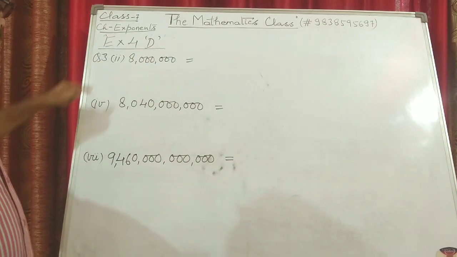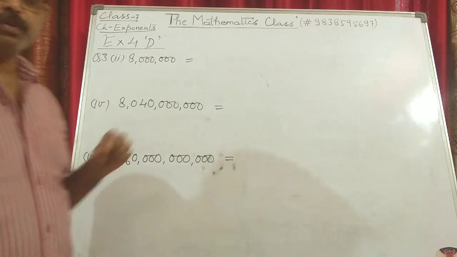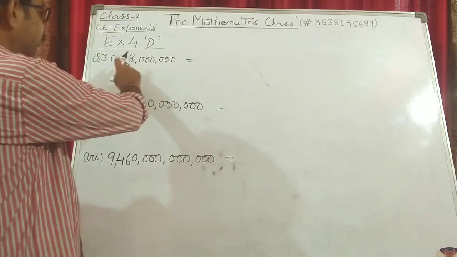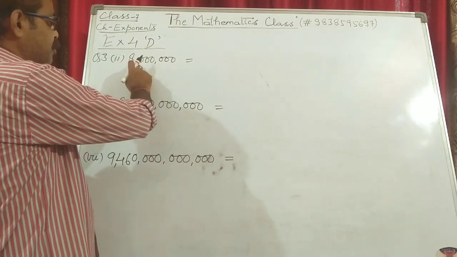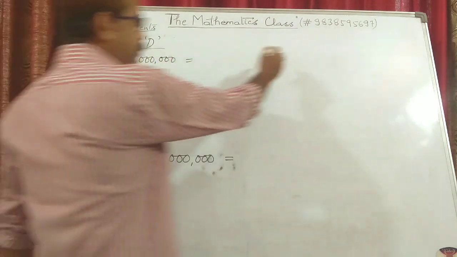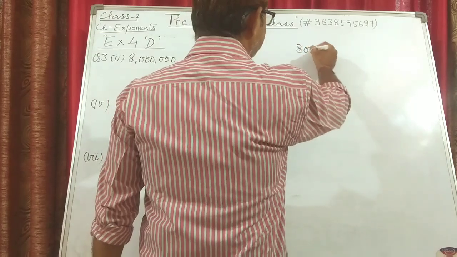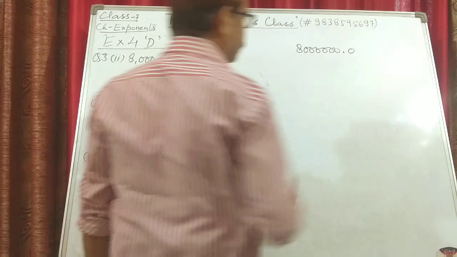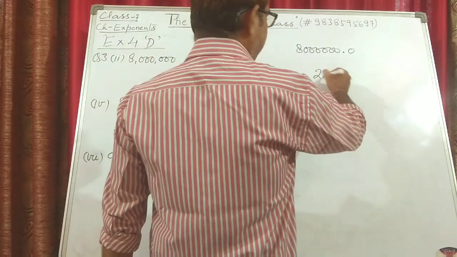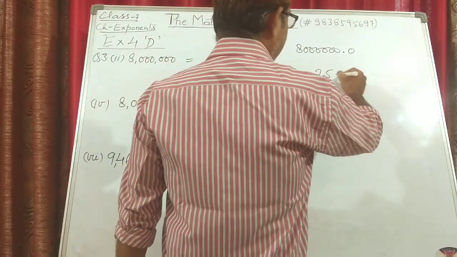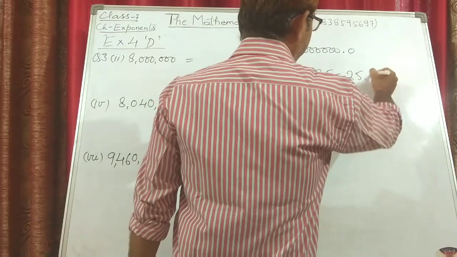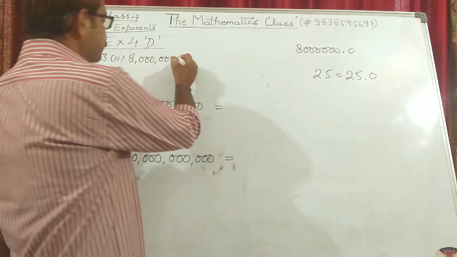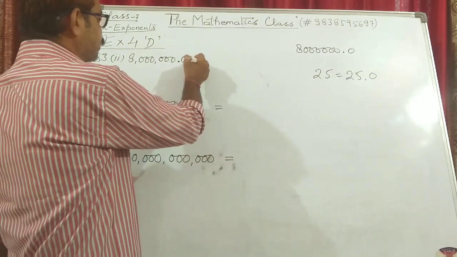I have taken the second part, fourth part and seventh part. The question says you have to write them in scientific notation. So 8000000 can be written as 8000000.0. Just now I discussed an example: 25 can be written as 25.0. In the same way, this total number can be written as this number with 0.0.